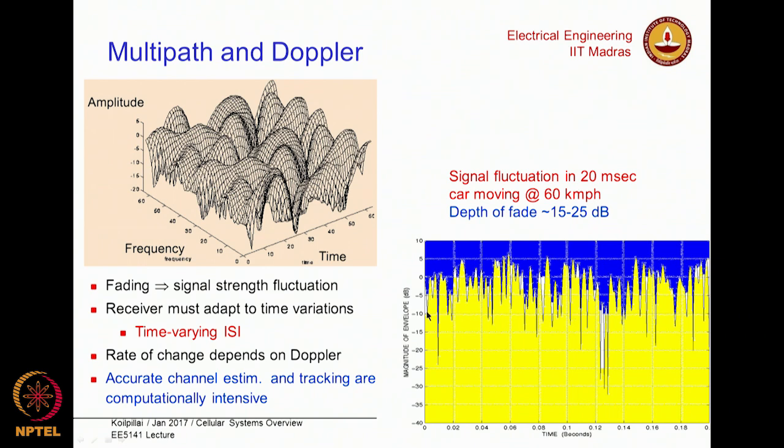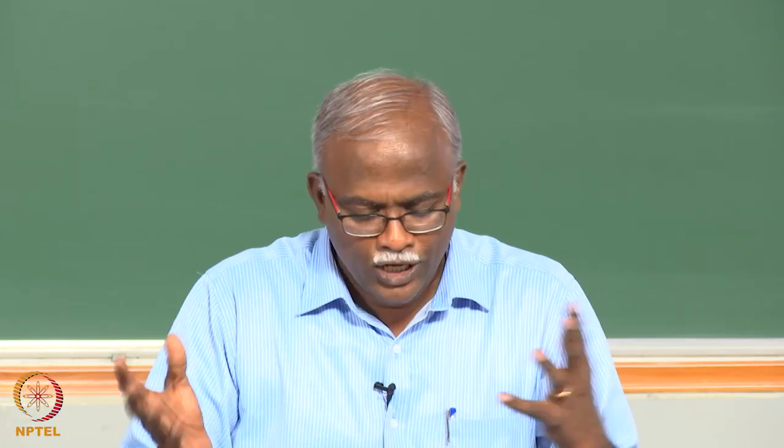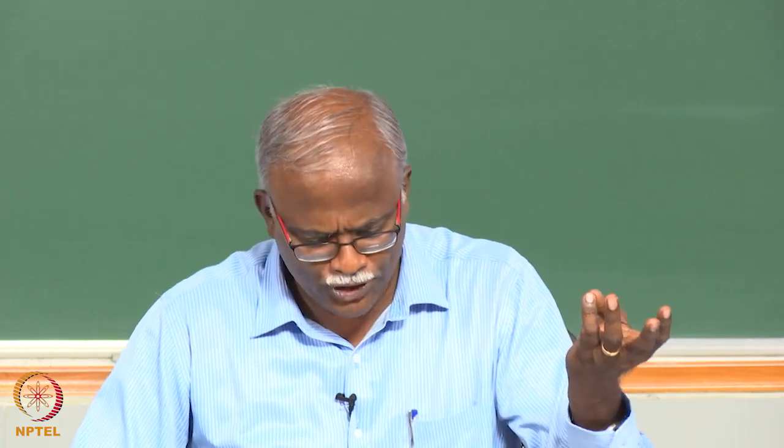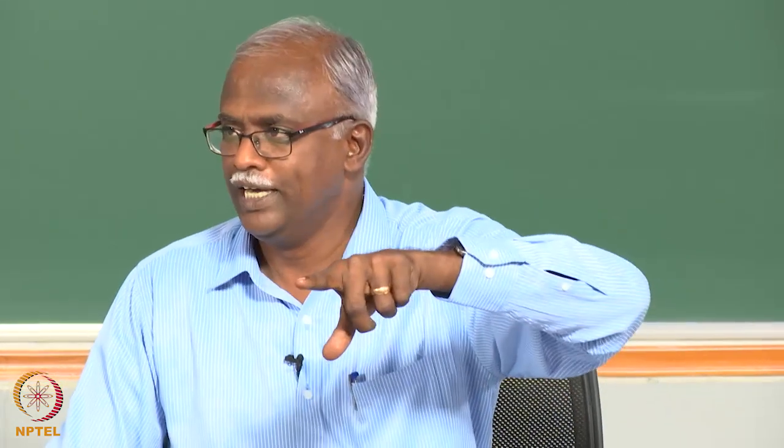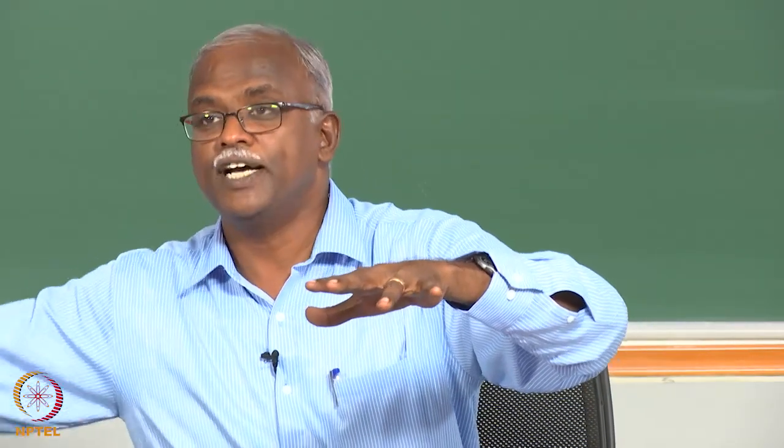So if you are a user going across at 60 kilometers per hour, your receiver is seeing very, very rapid fluctuations. It could be having ISI. So you have to have a receiver, first of all, that must adapt to signal fluctuation. It must adapt to ISI that is constantly changing, and this very fast changing of the channel. So basically, the wireless channel is very hostile. It is very complex to build a receiver, and it is computationally complex.